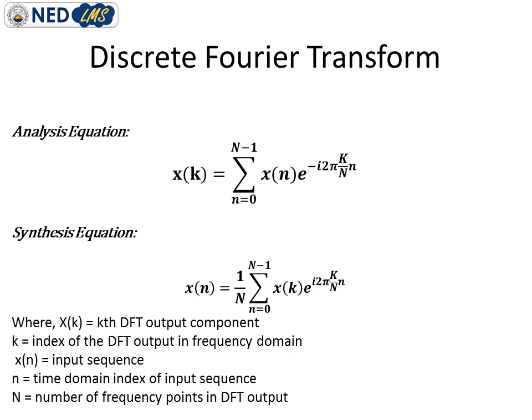X of k is basically the frequency domain output, or we can say the kth DFT output component, where k is the index of the DFT output. So we have to vary k from 0 to N minus 1, just as in the conventional case. x of n is the original sample sequence which is provided to us, for which we will calculate X of k, where n is the time domain index and capital N is the number of frequency points in the DFT output, or the number of samples or points for which we are computing the DFT.